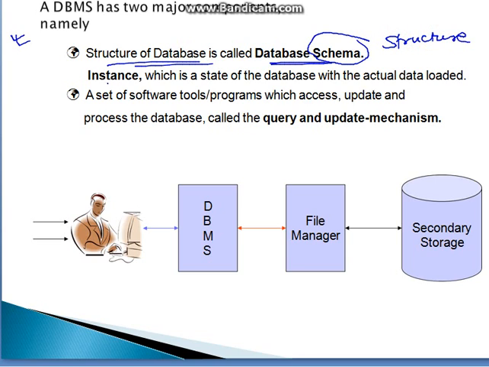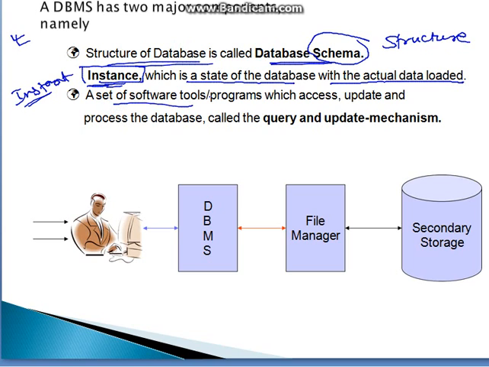Second is the instance. Instance is the state of a database with the actual data loaded. Whenever you say instance, in real life we ask, at this instant what is your situation. Similarly, at the instance, what is the situation of the database, how it has actually been loaded. It is the state of the database with actual data loaded, that is called an instance. So two major components, namely database schema and instance.